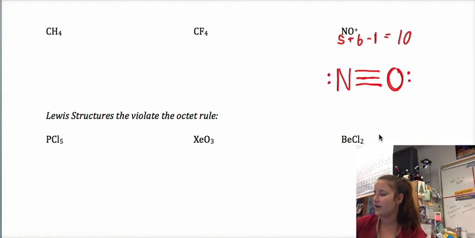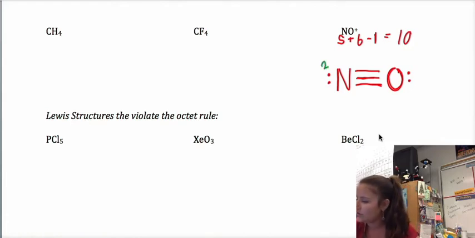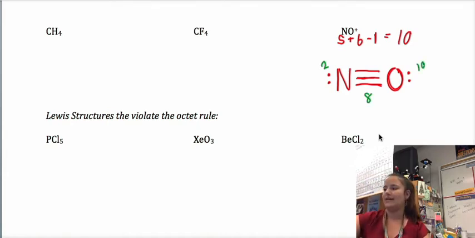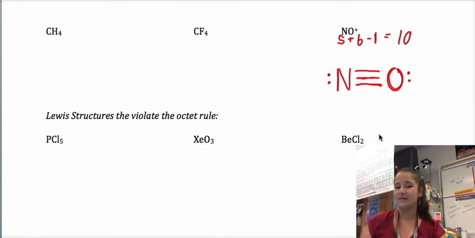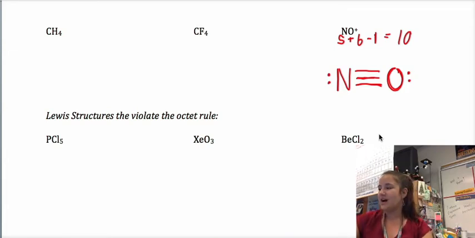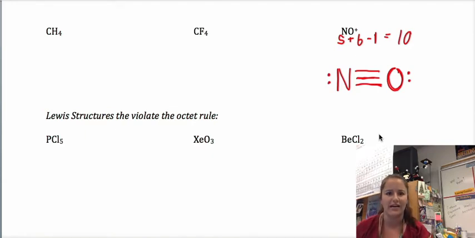Do we have our 10 electrons? We have 2, 4, 6, 8, and 10. So yes, we have all of our electrons there. And you can tell that there's a positive charge on this because oxygen, okay, or actually we'll talk about that when we get to formal charge. But this would be the correct Lewis structure for an NO+, or I think it's called a nitrogen oxide ion.